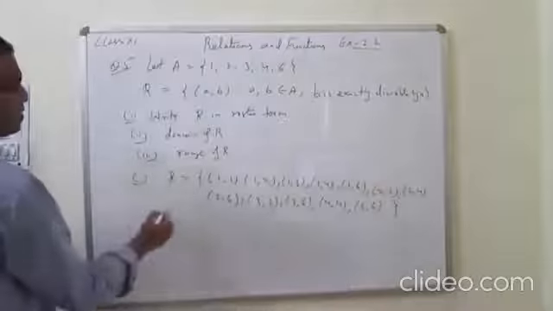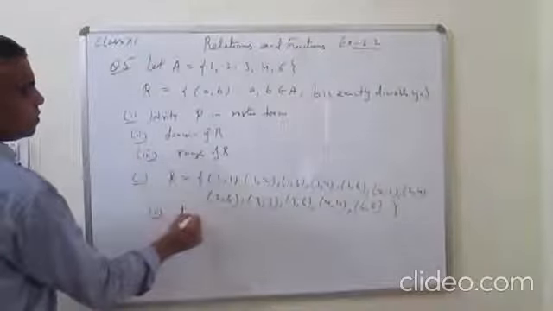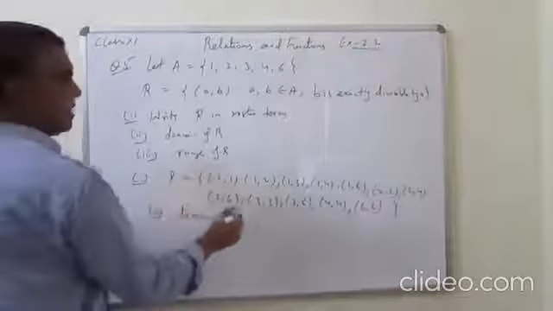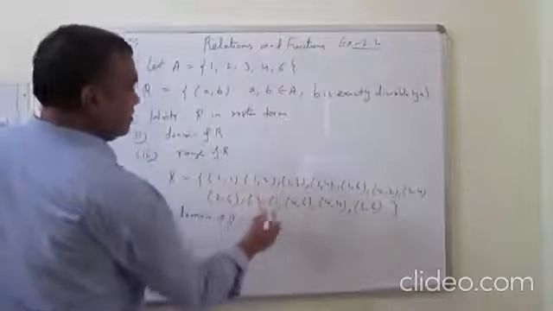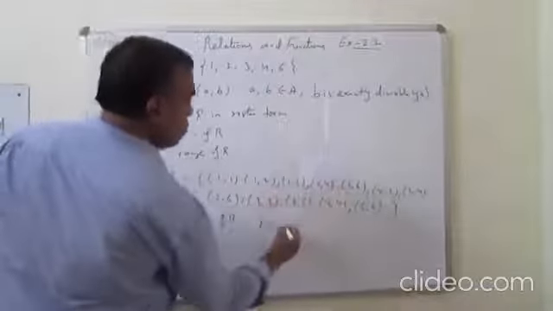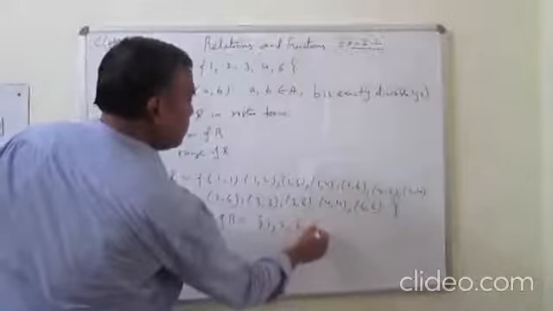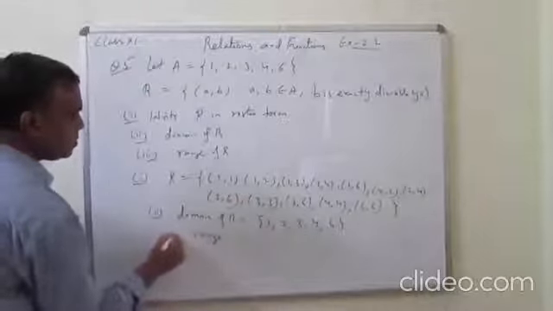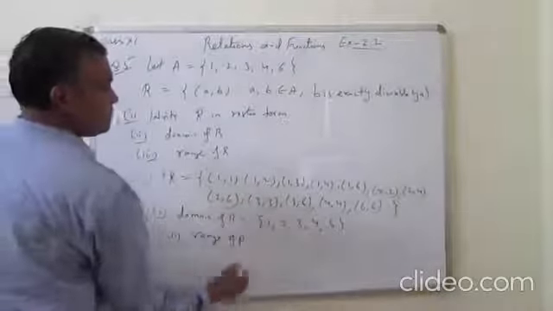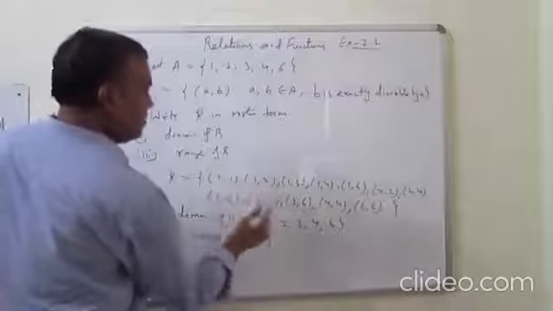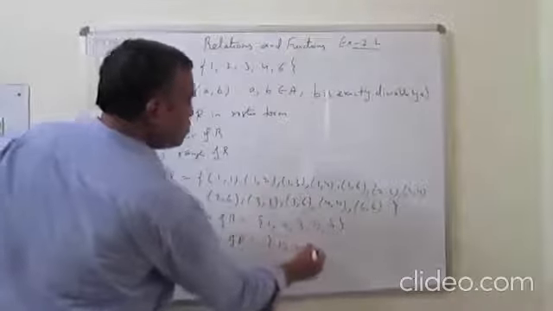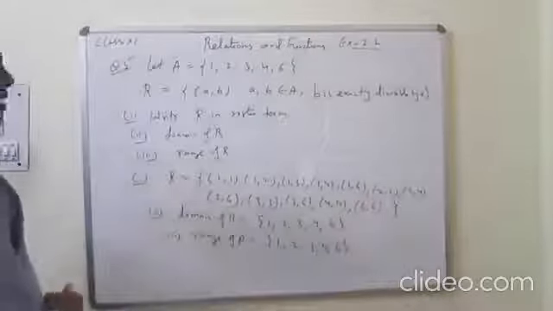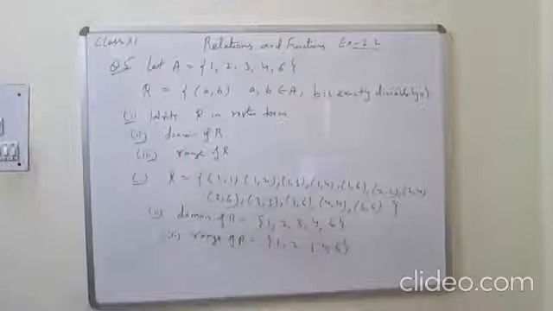Now what is the domain? Domain of R is the set of first elements. What are the first elements? 1, 2, 3, 4, 6. What is the range? Range of R is the set of second elements: 1, 2, 3, 4 and 6. It is the same. Domain and range are both {1, 2, 3, 4, 6}.